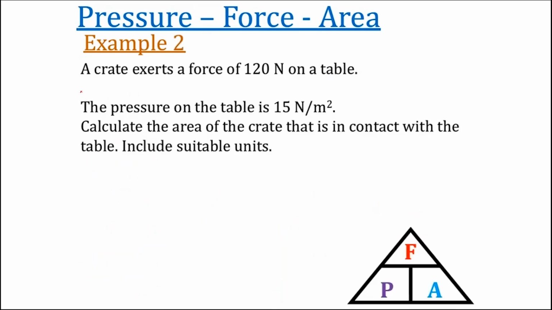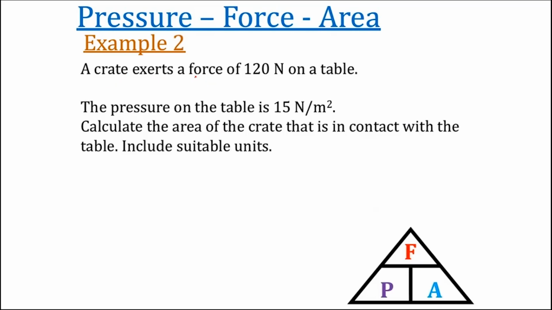Second example now. A crate exerts a force of 120 newtons on a table. The pressure on the table is 15 newton per square meter. Calculate the area of the crate that is in contact with the table. Include suitable units.